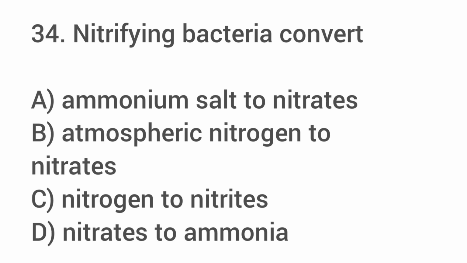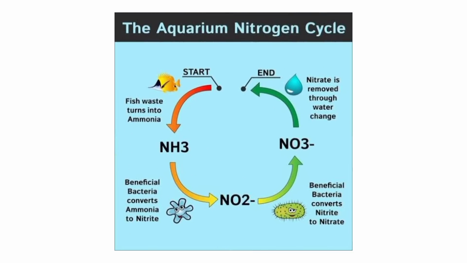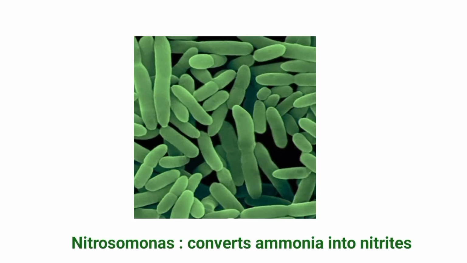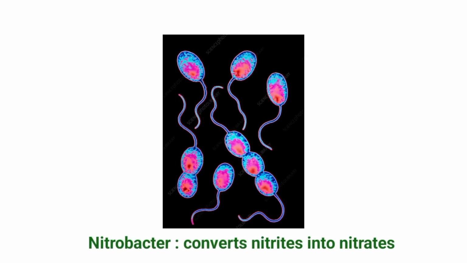Next one is nitrifying bacteria converts dash. Ammonia or the ammonium salt is converted into nitrates by a process known as nitrification. And there are two bacteria that are involved in this process. The first one is called Nitrosomonas. This Nitrosomonas will convert ammonia into nitrite. Then Nitrobacter, which is the second bacteria, will now convert the nitrite into nitrate.